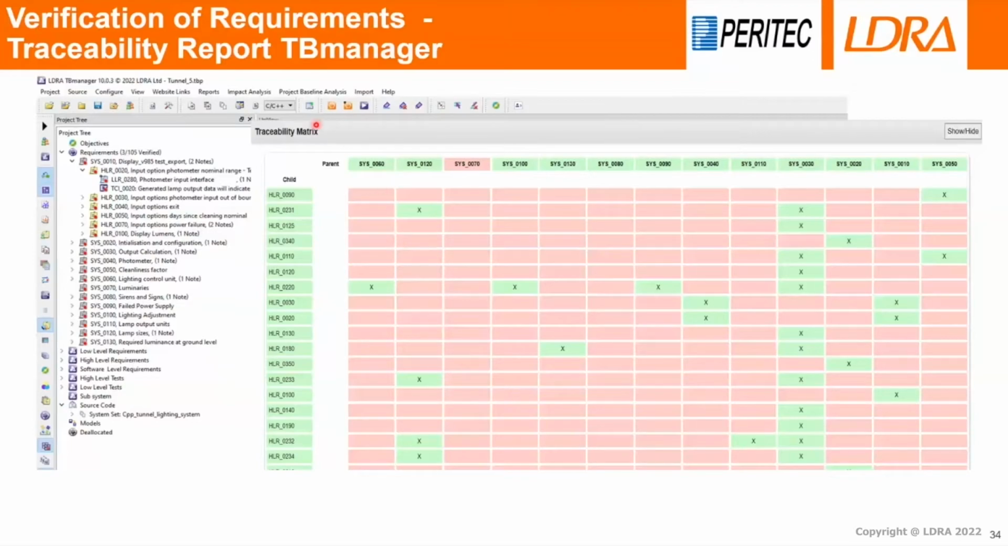This is one example of a traceability matrix report. You can see from system level requirement to high level requirement, the one-to-one, one-to-many, or many-to-one relationships.